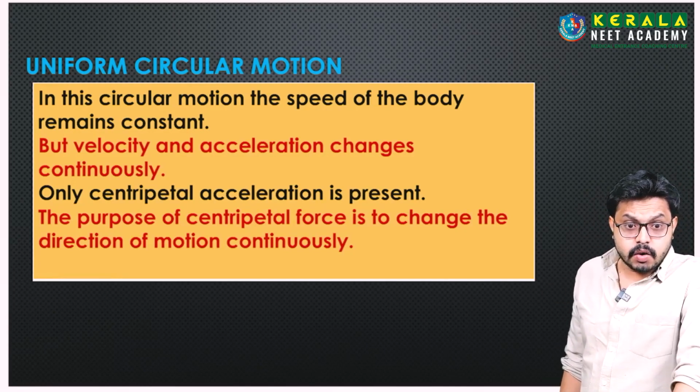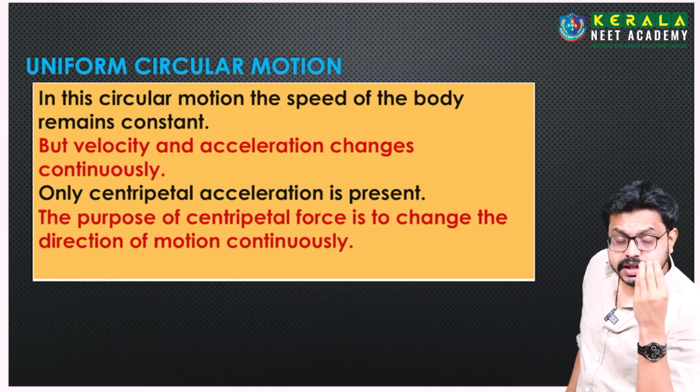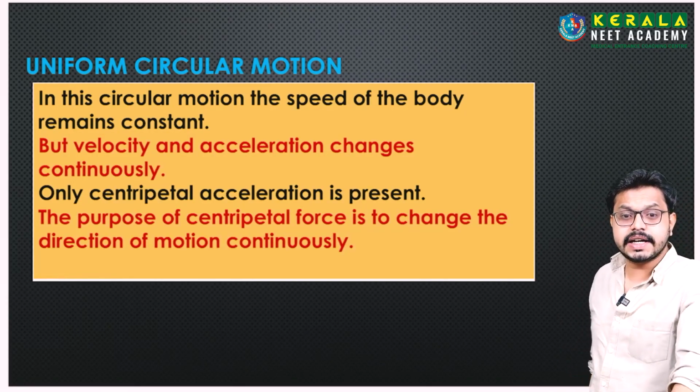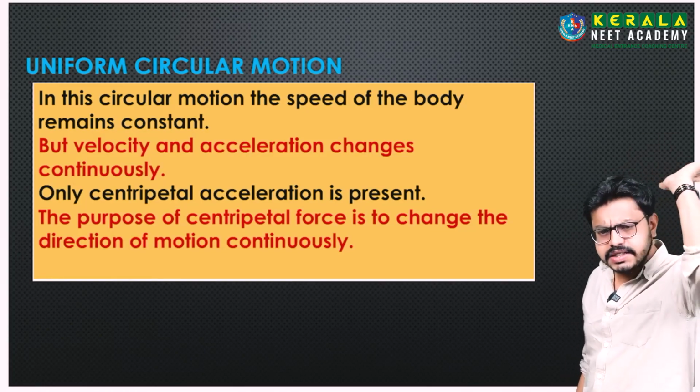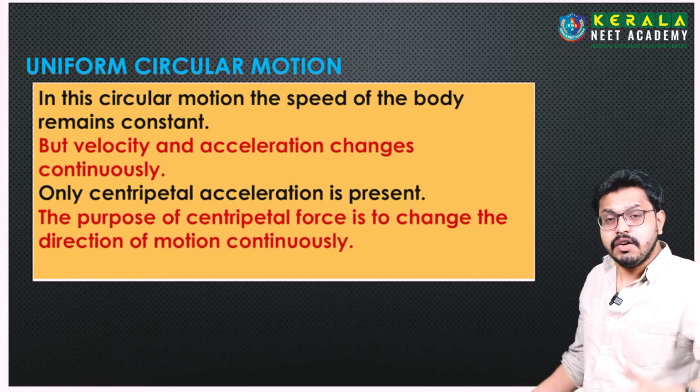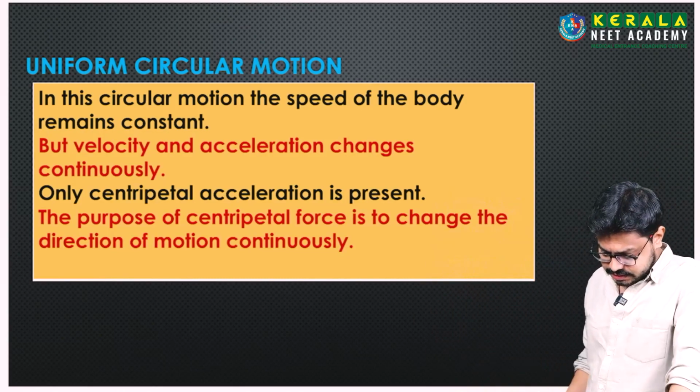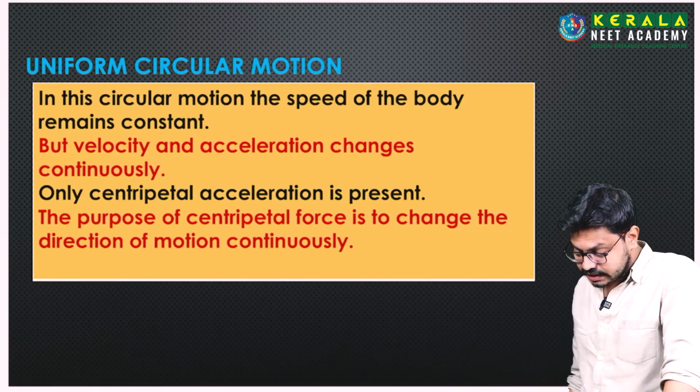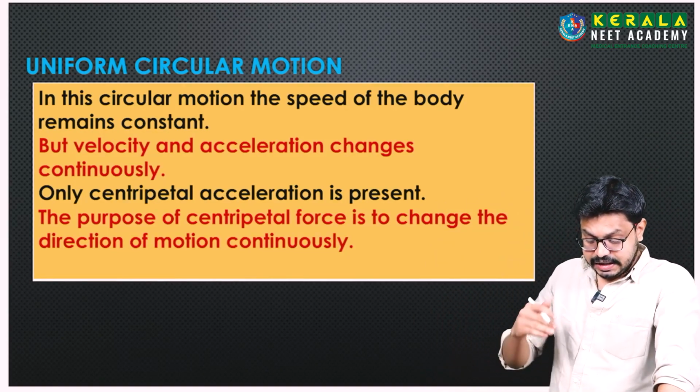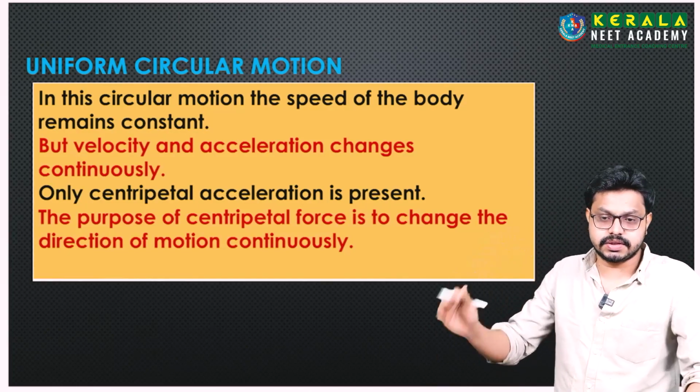Second, third point, only centripetal acceleration is present, that we already discussed, right? Only centripetal acceleration. Only one acceleration is there for a uniform circular motion. What is the acceleration? Centripetal acceleration. The purpose of centripetal acceleration is to change the direction of motion continuously.